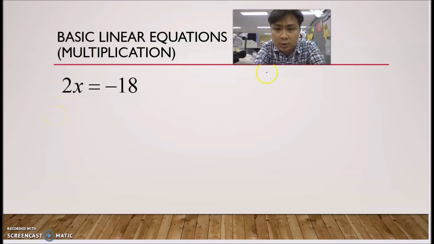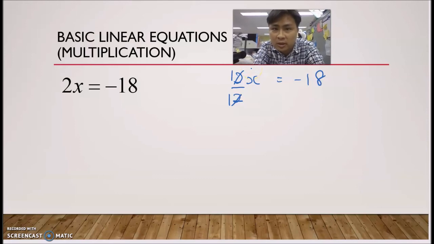Okay, so let me show you now. In order to remove the 2, we'll divide by 2. Then we'll cancel, we're left with 1. And the objective of solving a linear equation is always to obtain the value of 1x. So if we divided by 2 on the left side, what must we do on the right side? We must also divide by 2, right?